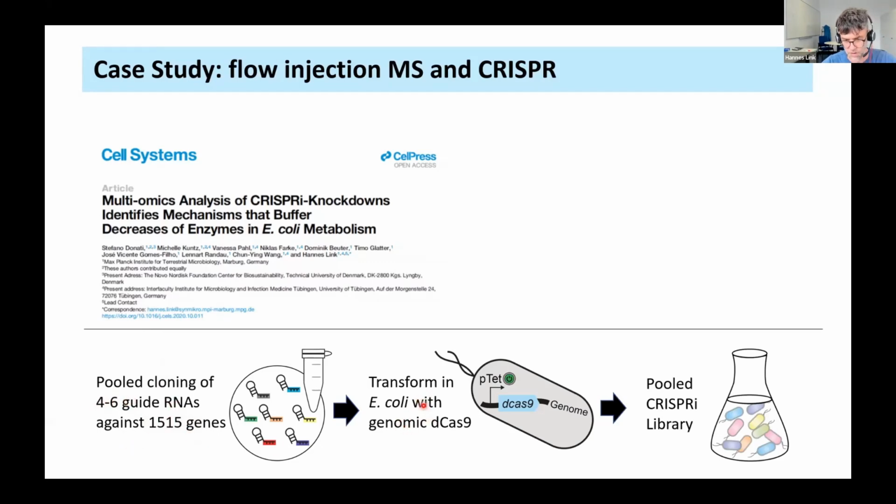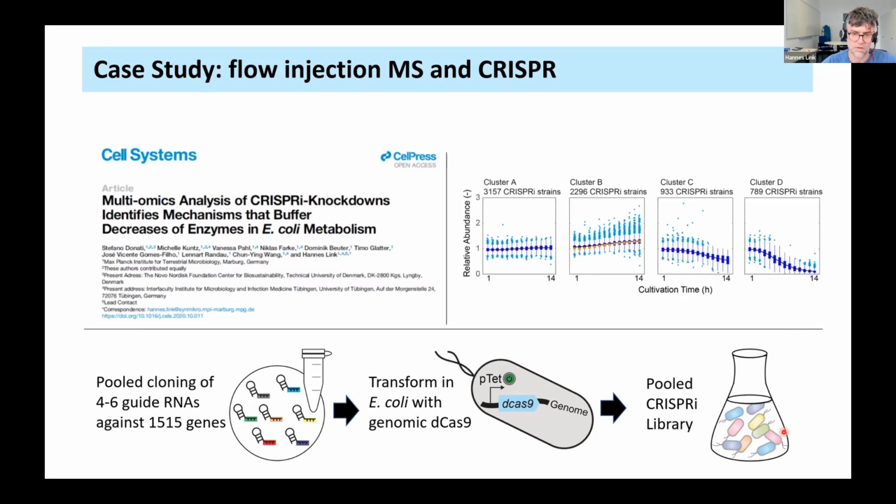And then we transformed them into E. coli, which had dCas9 on the genome. It was inducible with a PTET promoter. So you can really start in these strains from a wild type level at the inducer, and then the protein will slowly disappear due to growth. So in this study, we had a pooled CRISPR-I library. So they were all in one pot. And then we used next generation sequencing to see how they grow.